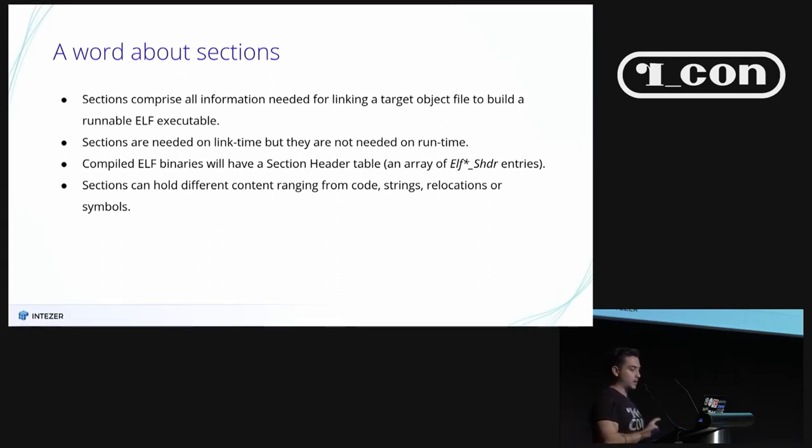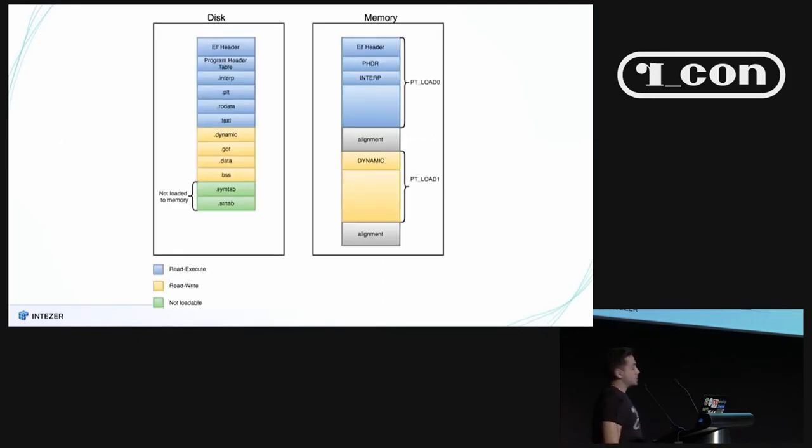Sections are comprised in an ELF binary in a section header table, and a section header table contains structures of ELF shdr. And sections can hold different content, ranging from code, symbols, strings, relocations, etc. Okay. So this diagram, the one on the left, is a diagram of an ELF binary when it's on disk and it has sections. So you can see sections, and I'm pretty sure that everybody's familiar with these sections, like text, data, whatever.